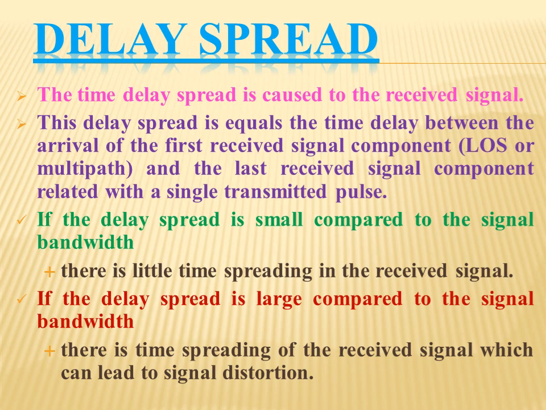Channel delay spread is highly dependent on the propagation environment. In indoor channels, delay spread typically ranges from 10 to 1000 nanoseconds. In suburban areas, it ranges from 200 to 2000 nanoseconds, and in urban areas, it ranges from 1 to 30 microseconds.